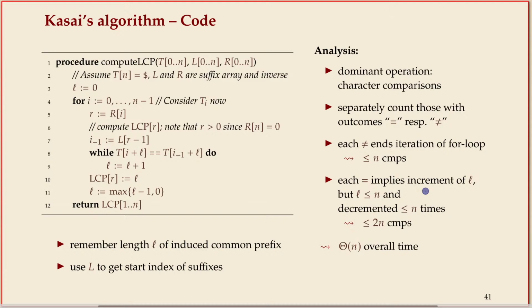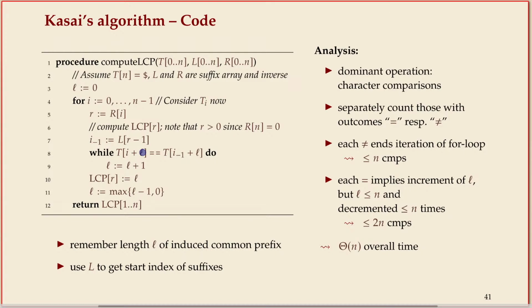And for all the ones where I have the equal outcome, I increment L afterwards. But L is never bigger than n, and we always make it one smaller. So it's only make it one smaller at most. And so if I add this up, I have at most 2n comparisons that I spend where the outcome is equal. It's similar to KMP and some of these algorithms.